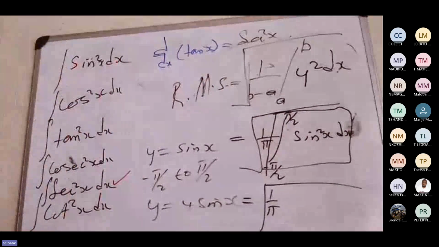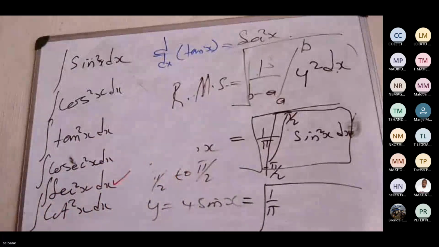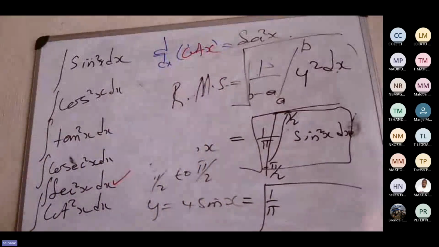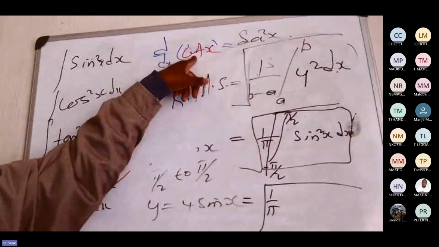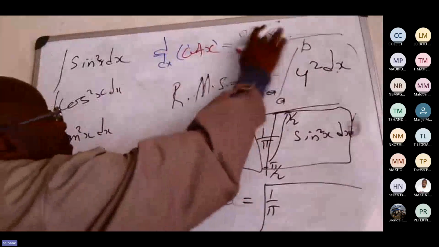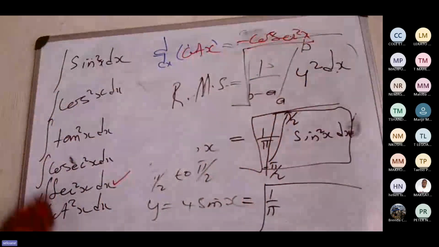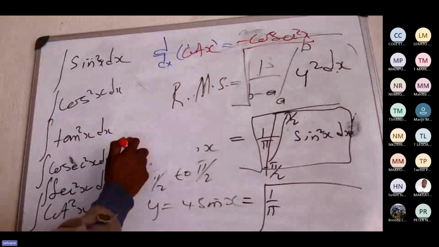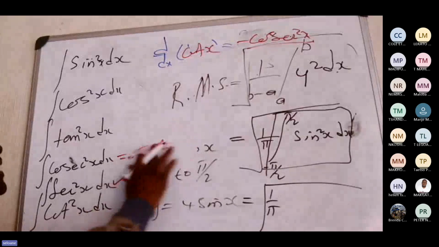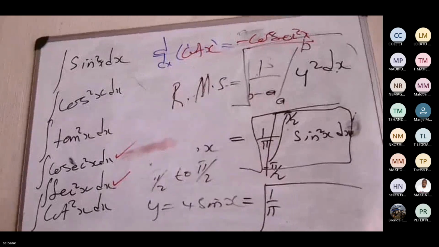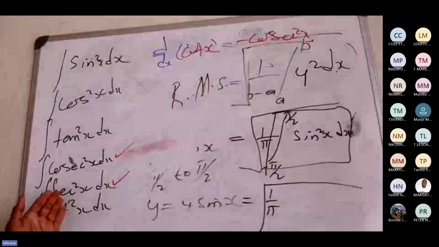Which one else in the remaining 5 is standard? It is cosec squared x, because the derivative of cot x is minus cosec squared x. Therefore, this is standard. The answer is minus cot x. Let me just tick it. This is standard. We don't have to check the book. Now we have 4 left.